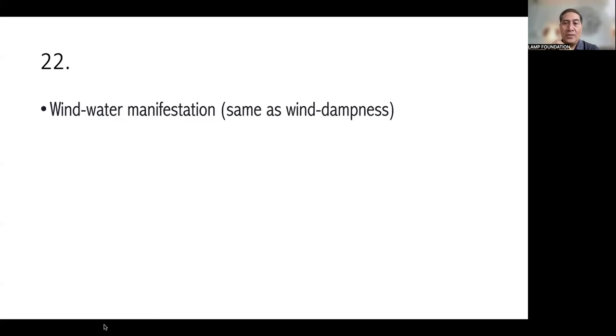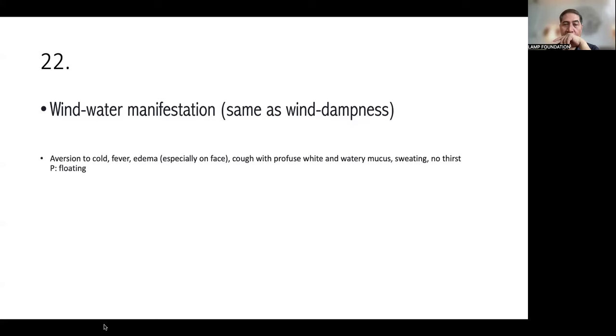What about wind water? The manifestation will be the same as wind dampness. So can you tell us the manifestations? There's aversion to cold, fever, edema, especially on the face, cough with profuse white and watery mucus, sweating, no thirst. Okay. The pulse is floating. So there is edema on the face.